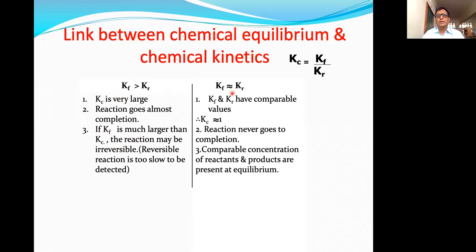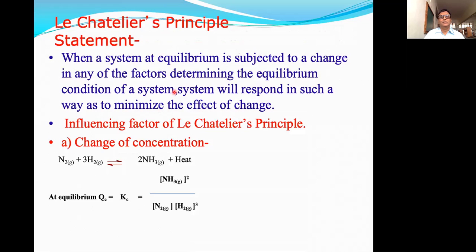If Kf is approximately equal to Kr, these two values are comparable, so this ratio Kf upon Kr, that is Kc, will be approximately equal to 1. Secondly, the reaction never goes to completion. And thirdly, comparable concentrations of reactants and products are present at equilibrium. So in this way, you can give the link between chemical equilibrium and chemical kinetics.